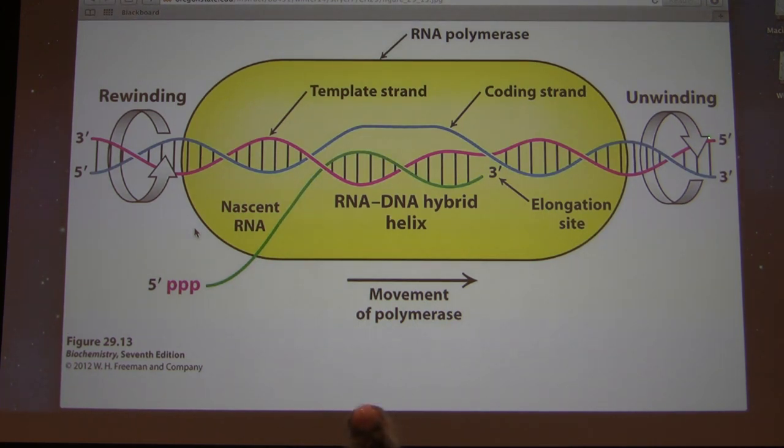The topoisomerase is required up here because we have too much tension. We're relieving the tension. Back here, the topoisomerase is needed because we have too little tension. So it works both ways. And remember I said topoisomerases can put in or take out twists as necessary, and that's what it's doing here.